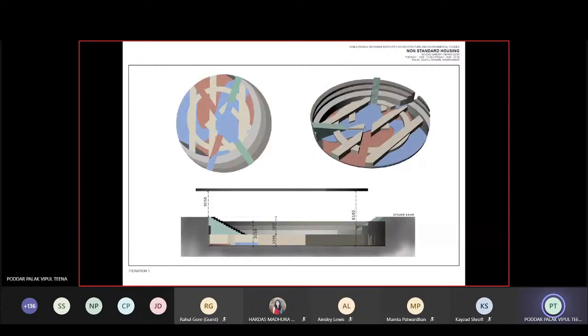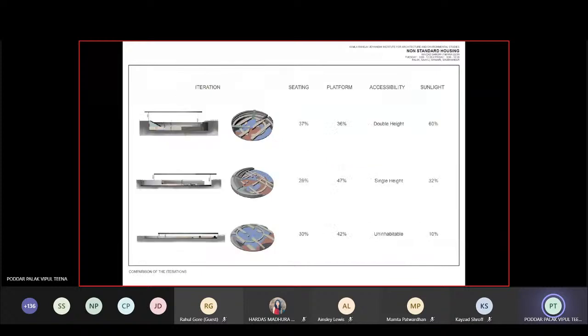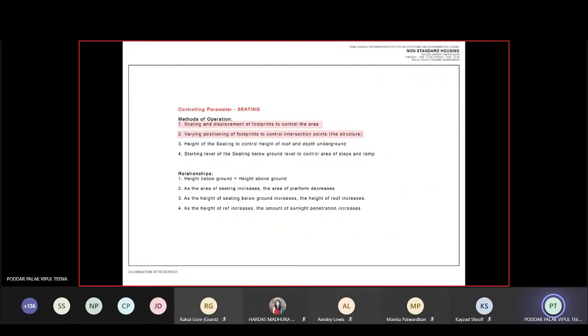So we made these new iterations where you can see that it's summed up in this table, where the seating had a direct relationship with the platform, an inverse relationship where as the seating area increased, the platform area decreased. So it was directly impacted by seating, which became the controlling parameter. And this then affected the accessibility in terms of height, and this in turn affected the sunlight penetration as well.